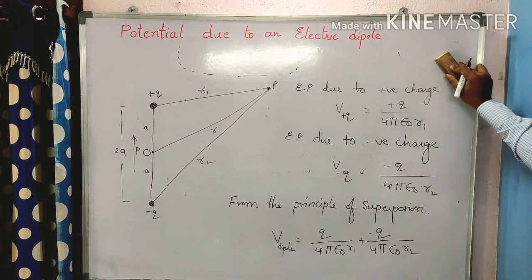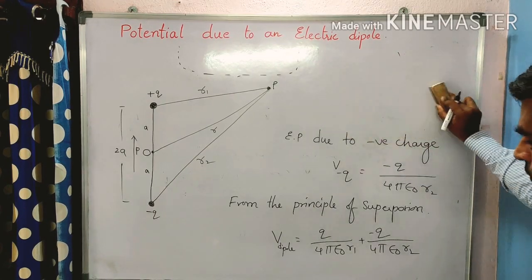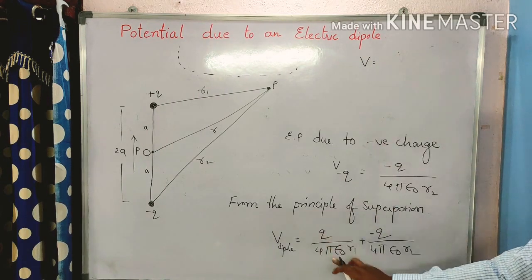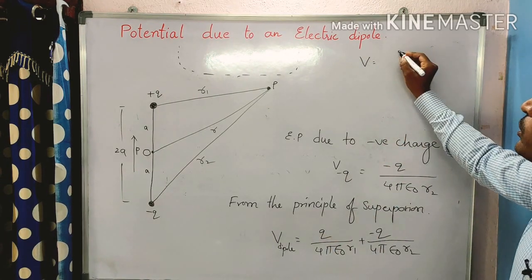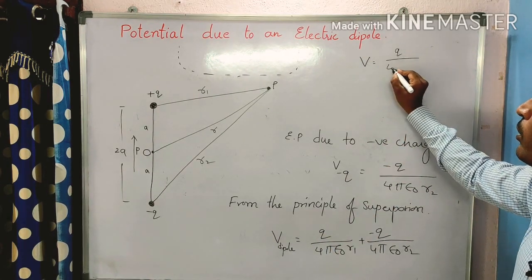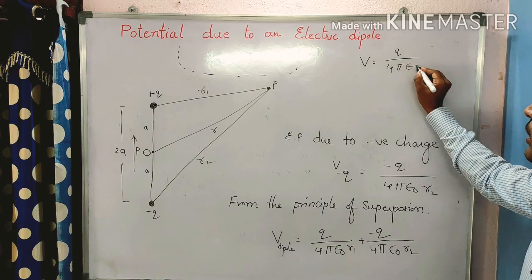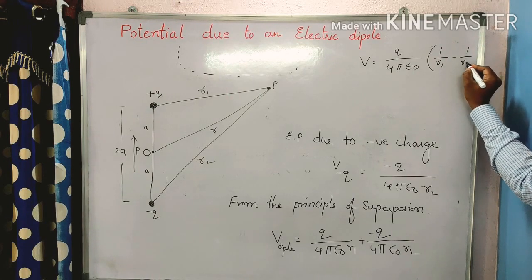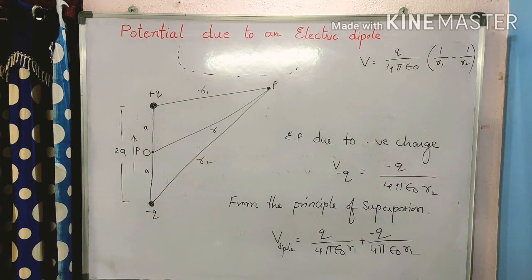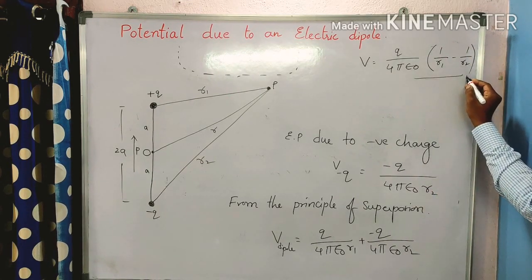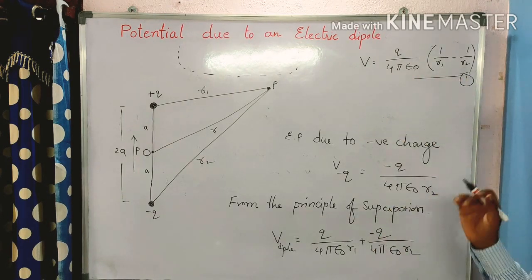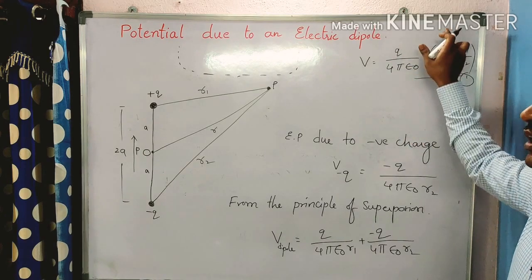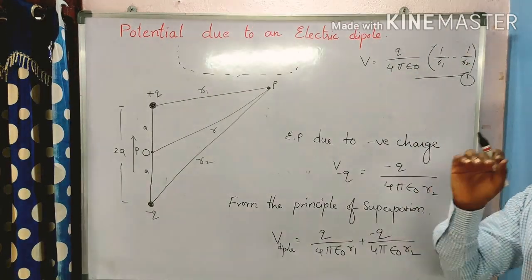Now what is the total potential? V is equal to Q by 4 pi epsilon naught common, times 1 by R1 minus 1 by R2. Am I correct? Let us suppose this is equation number 1. The first equation we got is V equal to Q by 4 pi epsilon naught times 1 by R1 minus 1 by R2. Now the story starts.